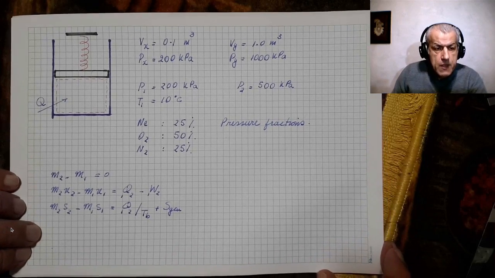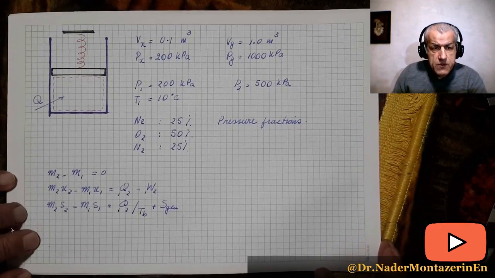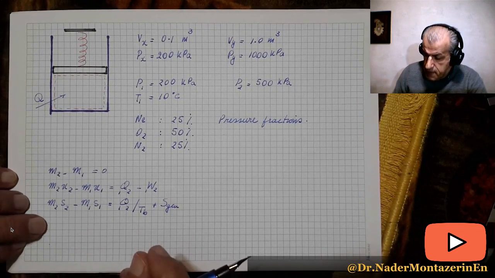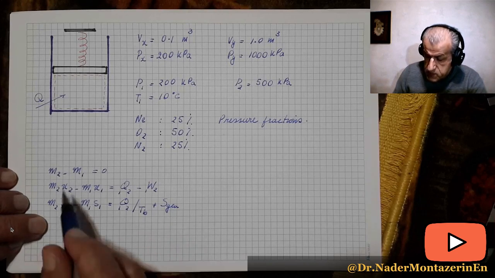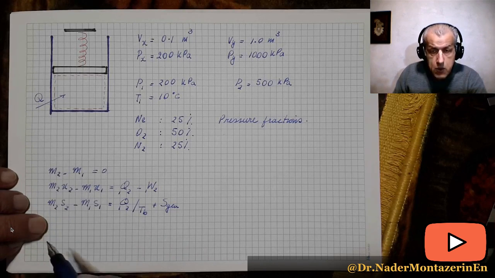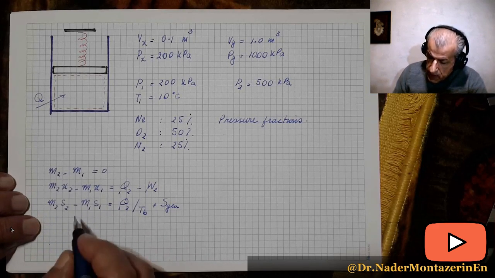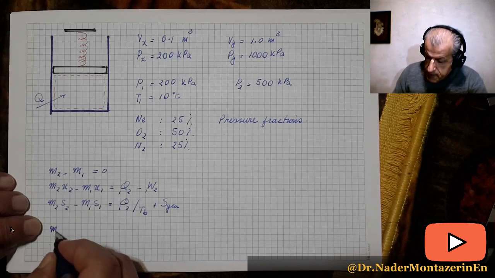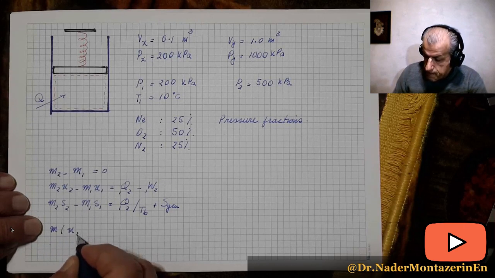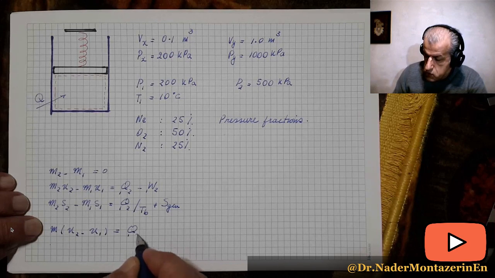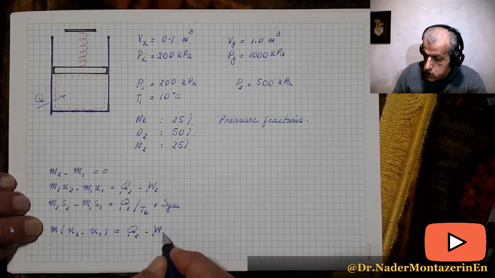Now, a further step we could take with this problem is, first, since we know that m2 and m1 are equal, we could just write this energy equation as m times (u2 minus u1) equals Q12 minus W12.